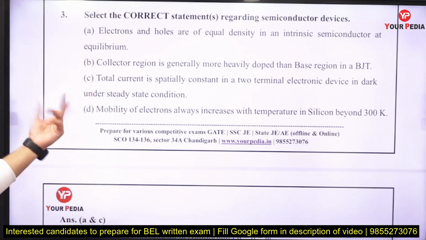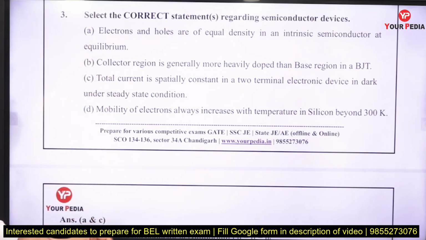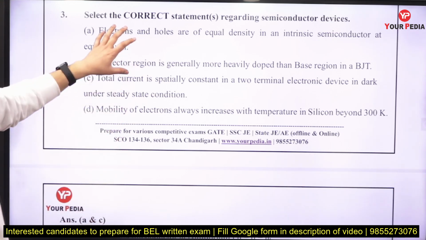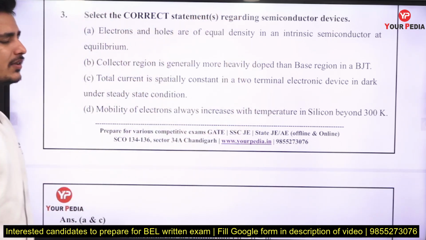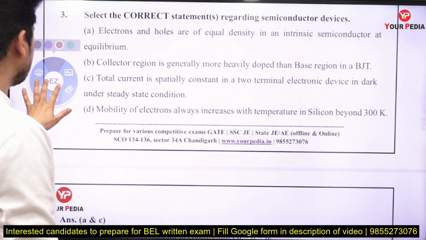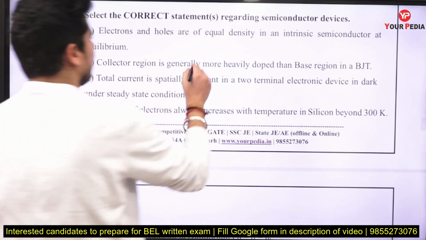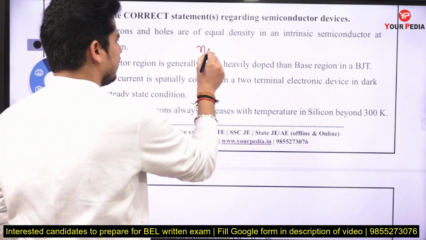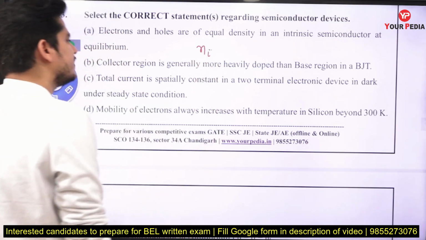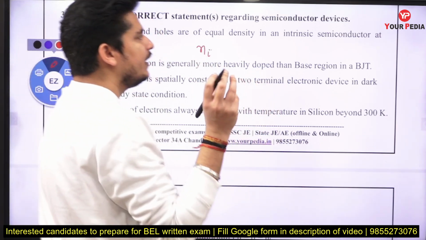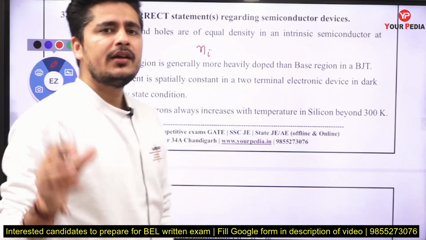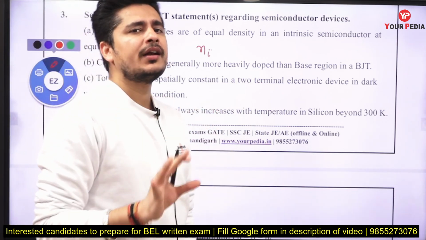There may be several statements that are correct. He is asking for the correct statements. The first statement is correct because whenever we are talking about an intrinsic semiconductor, the ni is called the intrinsic carrier concentration. So whenever you have an intrinsic semiconductor, electrons and holes are equal.